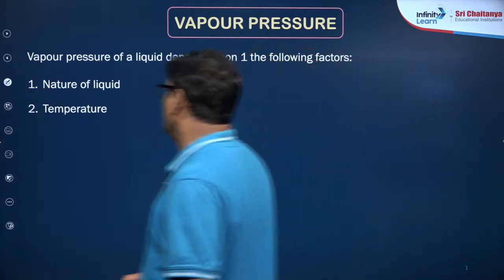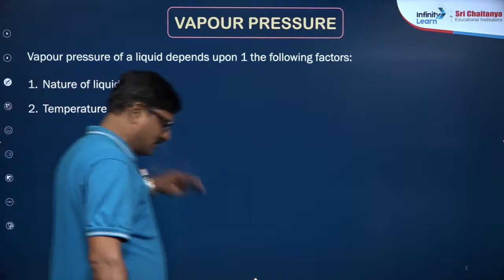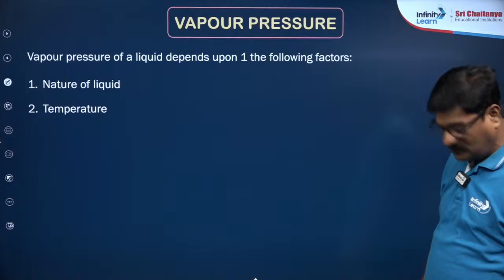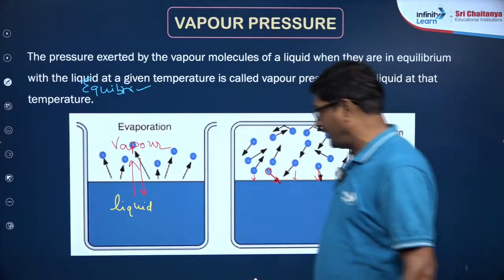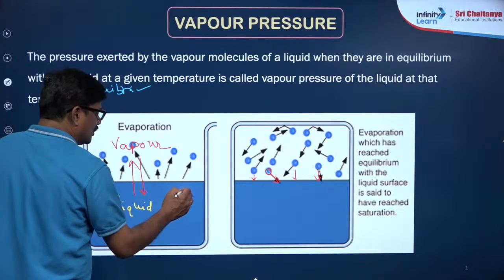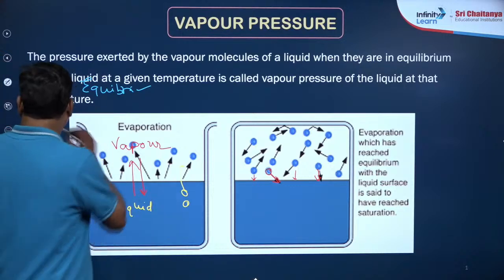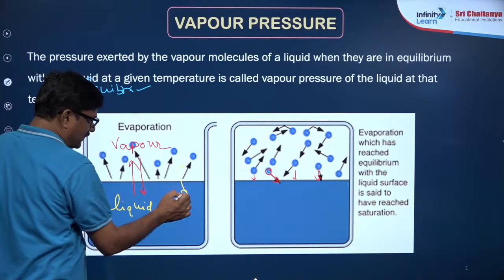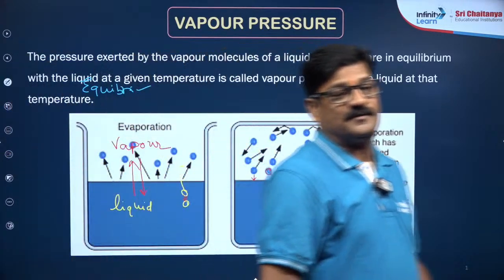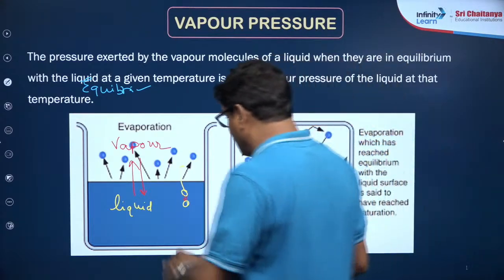Vapor pressure of a liquid depends on two major categories. One is the nature of the liquid and the second is temperature. Let us talk about the nature of the liquid. When evaporation takes place, the liquid molecules should leave the surface of the liquid. If they have strong intermolecular forces, they do not leave the liquid surface. Therefore, they will have less vapor pressure.